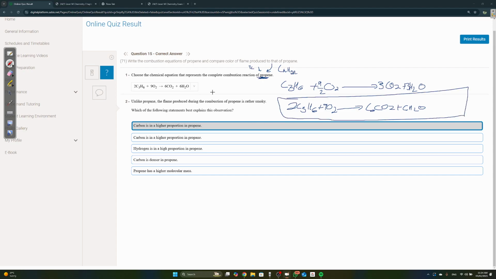Unlike propane, the flame produced during the combustion of propene is rather smoky. Which of the following statements best explains this observation? The answer here is that carbon is in a higher proportion in propene. I'm a bit confused because I think it shouldn't be smoky, it should be clean. Please correct me in the comments. I'm not sure, but follow what's said in the quiz. I'll send an announcement on the group if it's wrong.